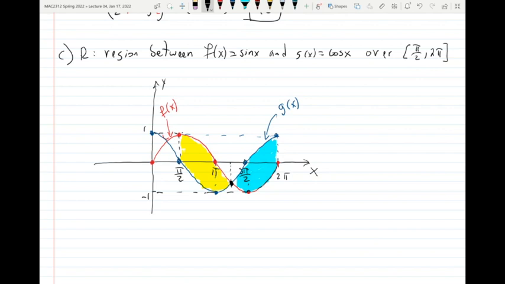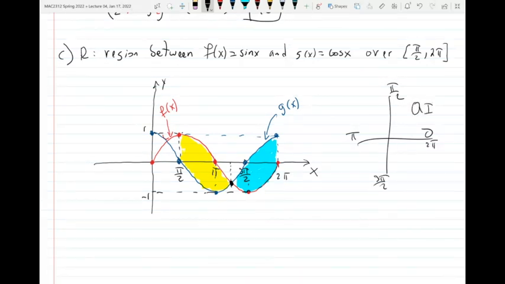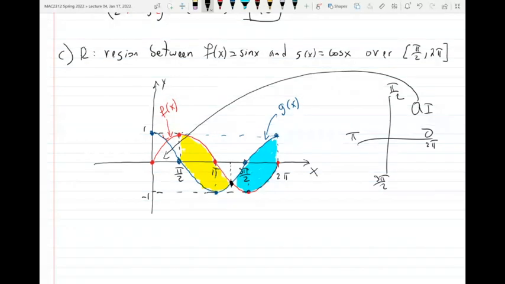Just think about the ranges, right? So 0, pi over 2, pi, 3 pi over 2, back to 2 pi. This is quadrant 1, which comes from this interval right here, between 0 and pi over 2.